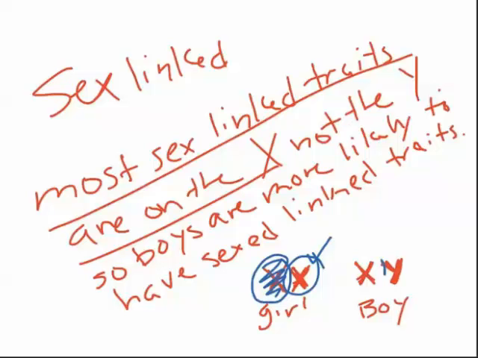If a boy gets a bad X, then he doesn't have another X to compensate. All he has is the Y, and the Y and the X do not carry the same genes. So a boy has no other choice but to exhibit those traits. That's why boys get screwed when it comes to sex-linked traits, and they're more likely to exhibit them, and girls are less likely to exhibit them. Like in color blindness, for boys it's 1 in every 10 boys, and for girls it's 1 in every 100.